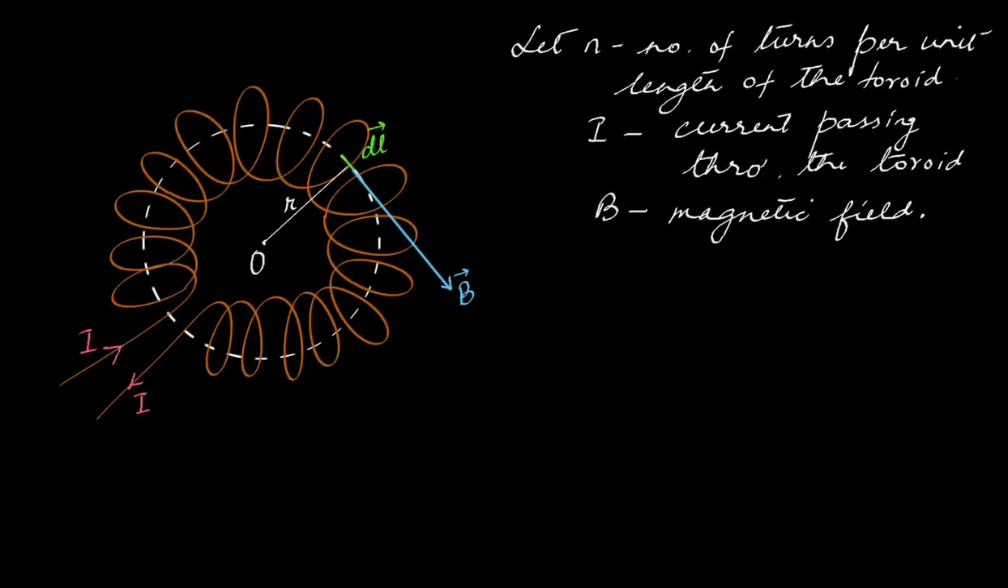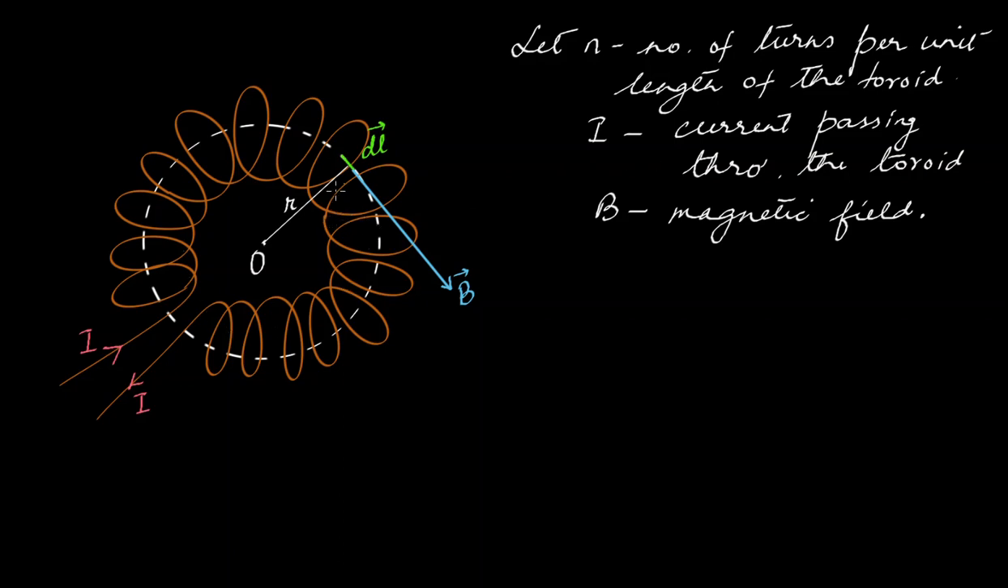Let's say we have a toroid in this figure here. So the current I is entering the toroid in that manner, and it is leaving the toroid from this point. So in order to find the magnetic field using Ampere's circuital law, we have to take a closed loop. We consider a circular closed loop of radius r. Okay, so let n, small n, be the number of turns per unit length of the toroid. I is the current passing through the toroid, and B the magnetic field inside of the toroid.